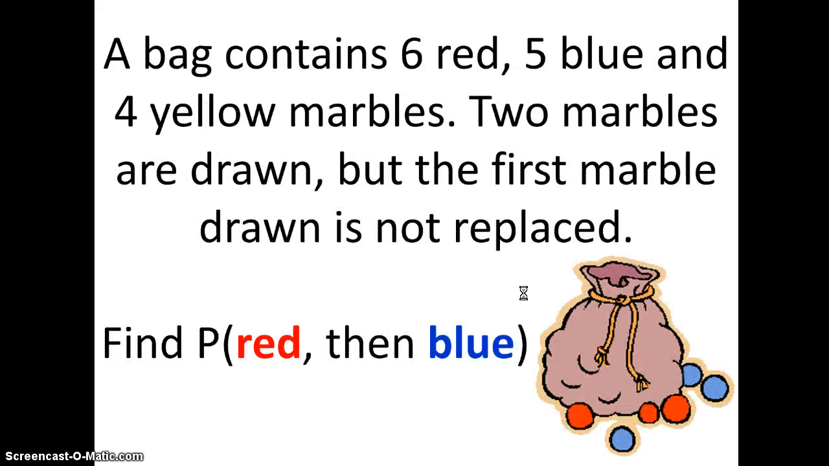A bag contains 6 red, 5 blue, and 4 yellow marbles. 2 marbles are drawn, but the first marble drawn is not replaced. Those 2 words mean we've got a dependent event on our hands. So first we have to figure out how many total marbles there are. 6 plus 5 plus 4 is 15. 6 plus 5 is 11. 11 plus 4 is 15.